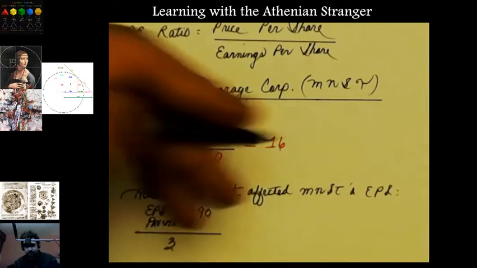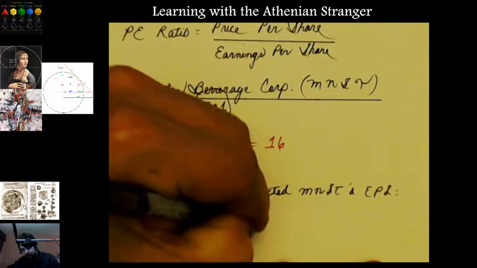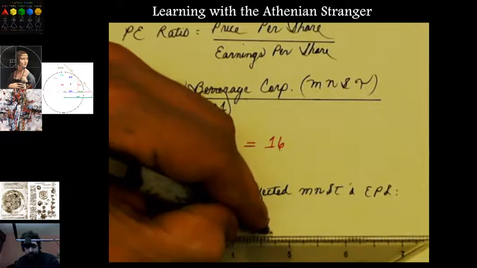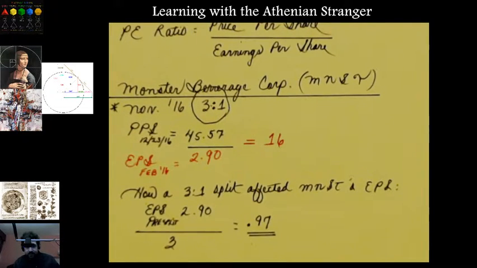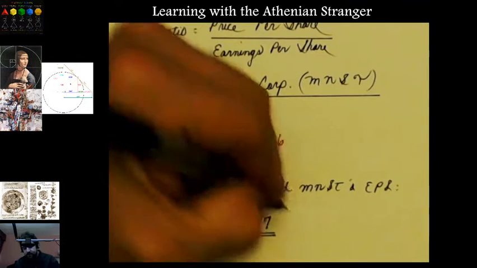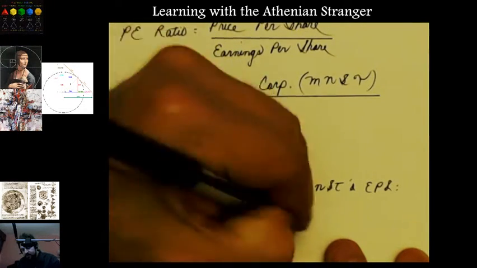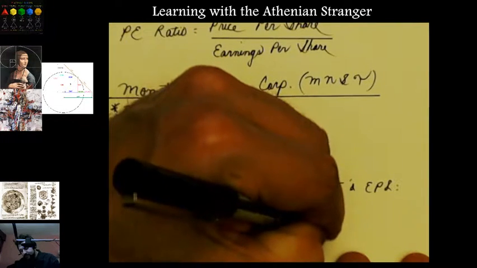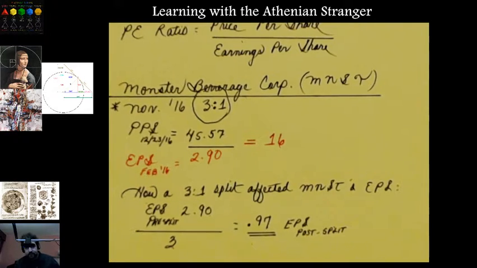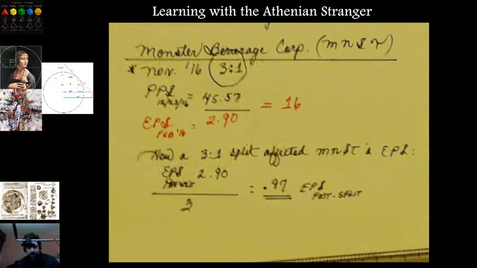0.966, so we'll call that 0.97. So this is an important number because this earnings per share is what we would call earnings per share post-split. Now, the question is, before we lose the thread, let's recompute our P-E ratio.